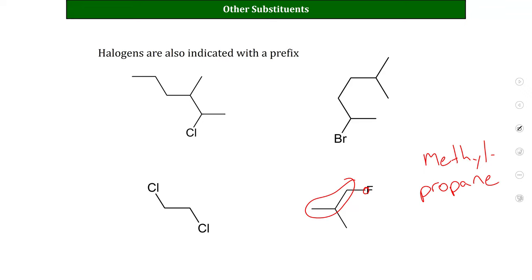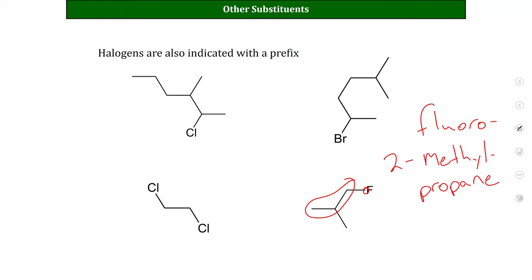If it's propane, do we need to specify where the methyl group is? Because you can't really put a methyl group on carbon 1 or carbon 3 of propane, because if you did, you'd just make it butane, right? But if you wanted to specify, you could say 2-methylpropane. Fluoro. And that doesn't have a prefix because it's at the top of the carbon chain.